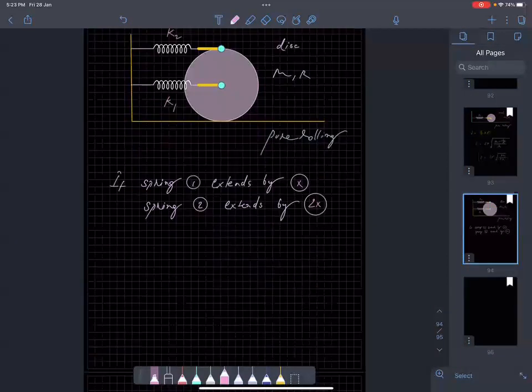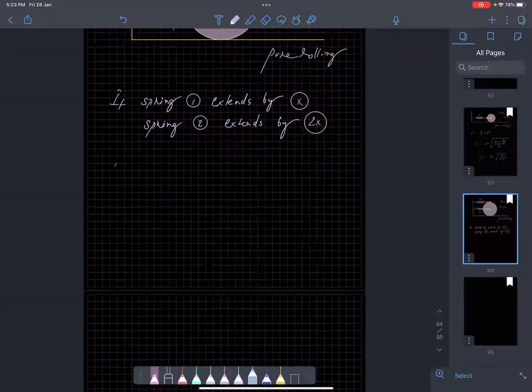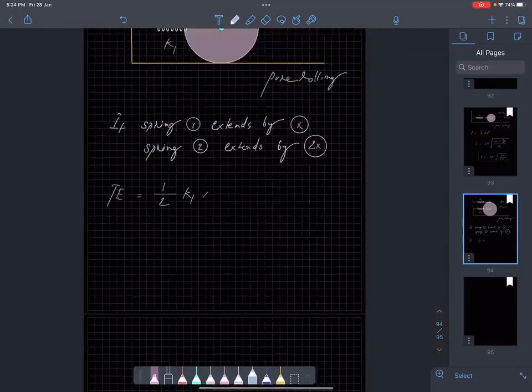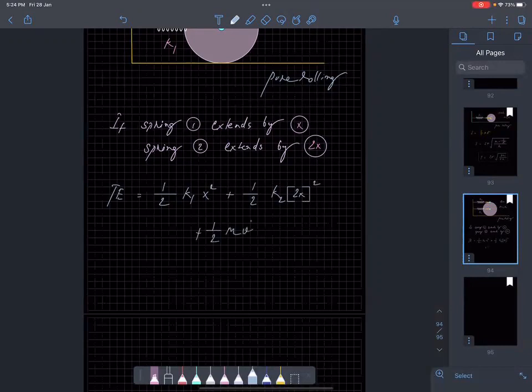Now let us write the law of conservation of energy. Total energy equals half K1 x square plus half K2 (2x) whole square. Plus half mv square plus half I omega square. Kinetic energies are two here.